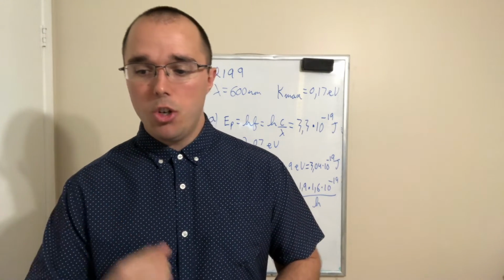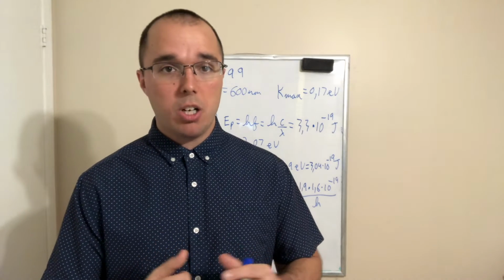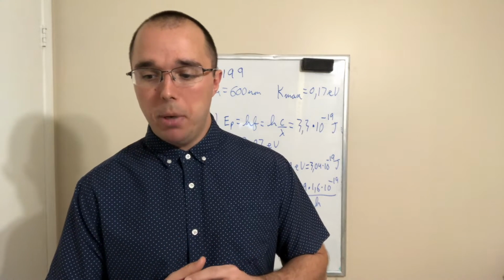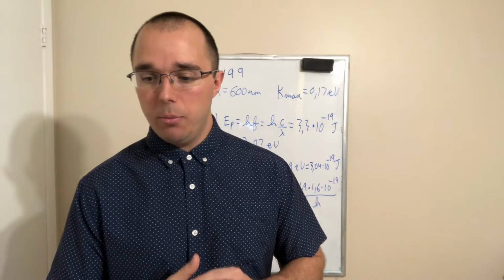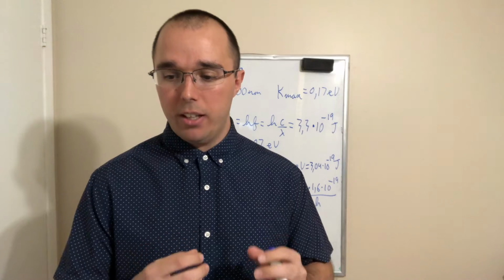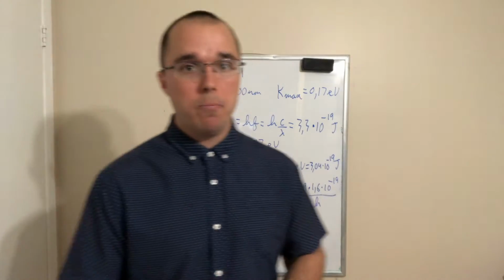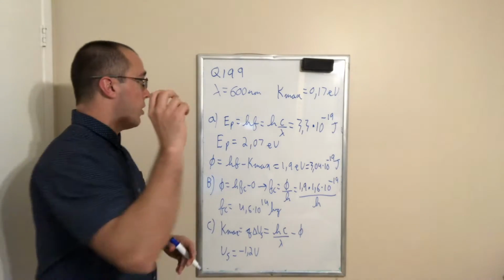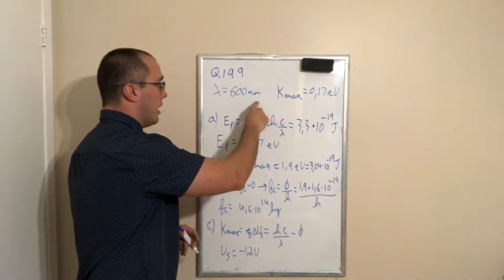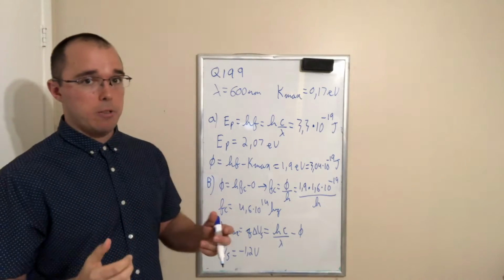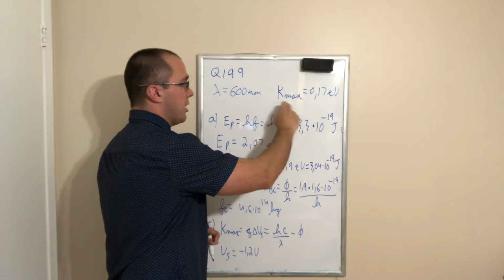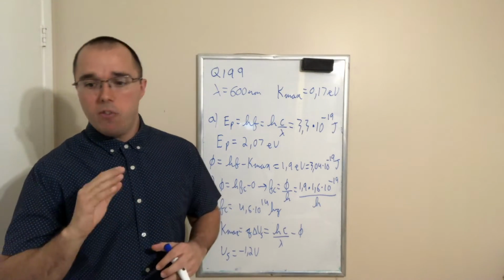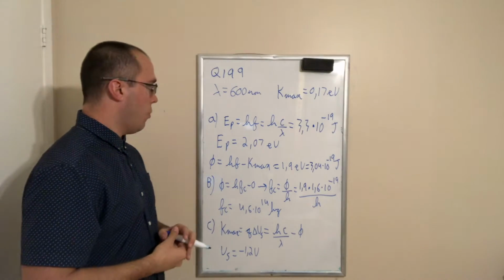Determine A, the work function. B, the cutoff frequency of the surface. C, what is the stopping potential when the surface is illuminated with light of a wavelength of 400 nanometer. So let's write down the two pieces of information we are given. We are told that if we flash a light with a wavelength of 600 nanometer, the maximum kinetic energy will be 0.17 electron volt. All right, for part A, we need to find the work function.